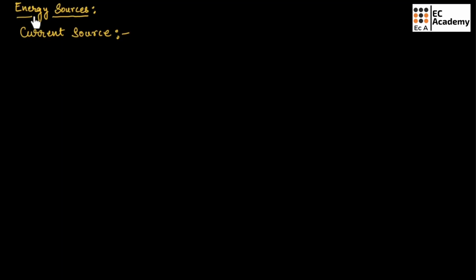In this lecture, let us understand the second type of energy source, which is current source. In the previous lecture, we understood the voltage source in detail. Now let us understand the current source. A current source can be an ideal current source or a practical current source.